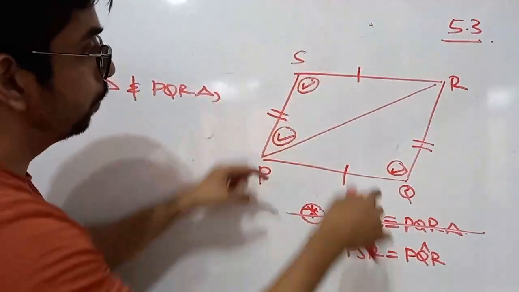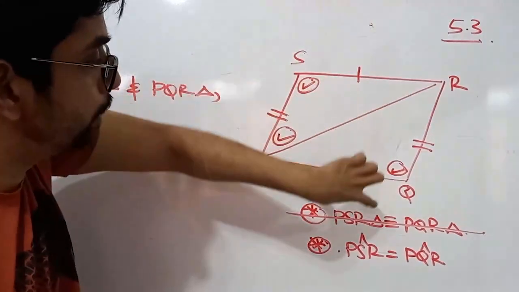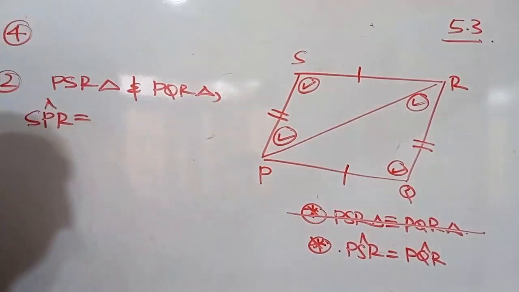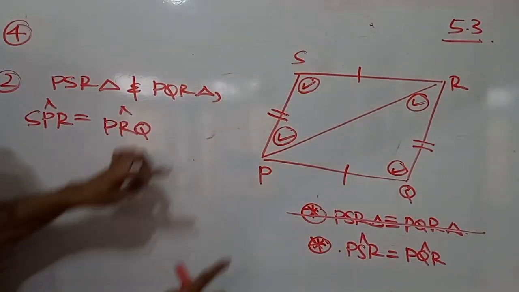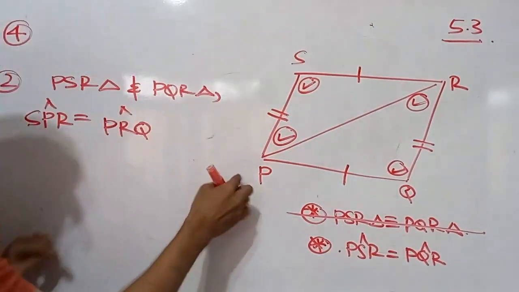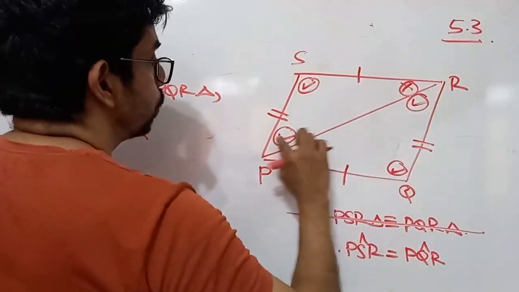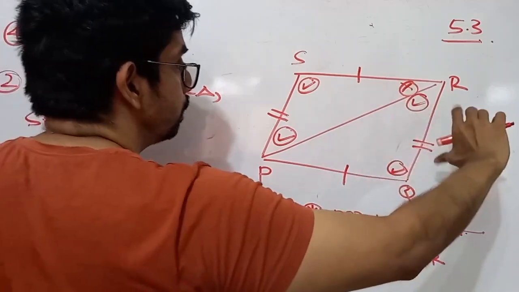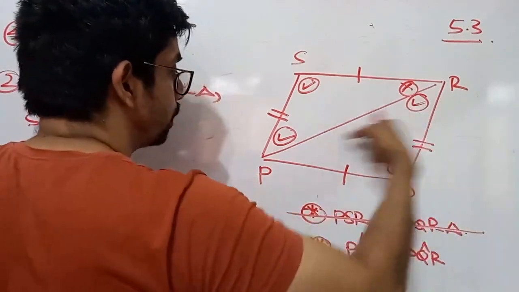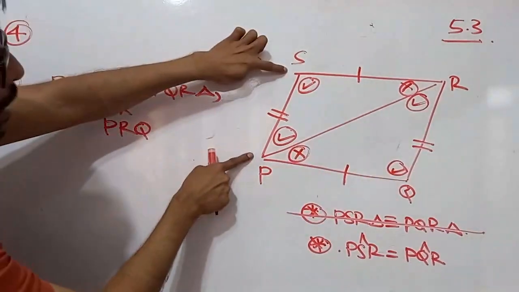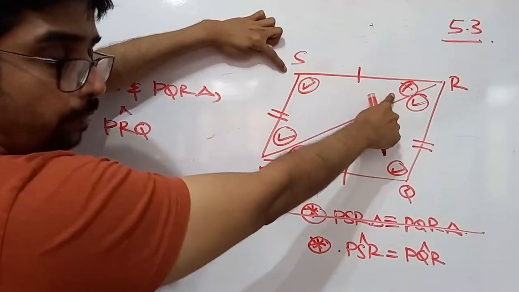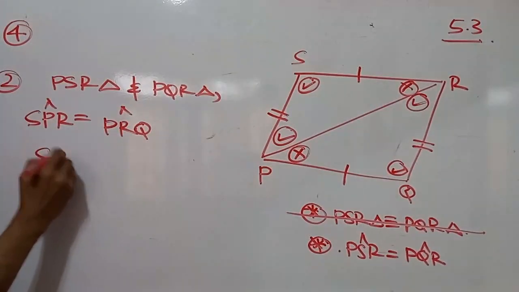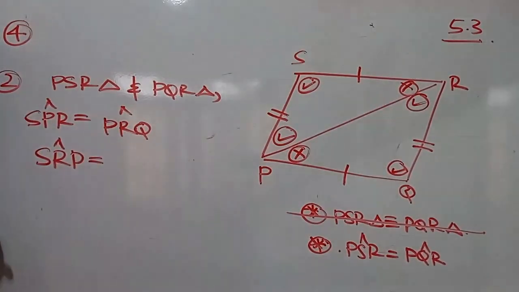So we know SR is equal to PQ. So what is the opposite angle to PQ? We know that is PRQ. Now we will take SP side, right? SP. So we know that SP, what's the opposite angle? This. Similarly, let's take this side. What's the opposite angle? This. So PS, opposite angle is what? It should be what? SRP. SRP angle is equal to what?